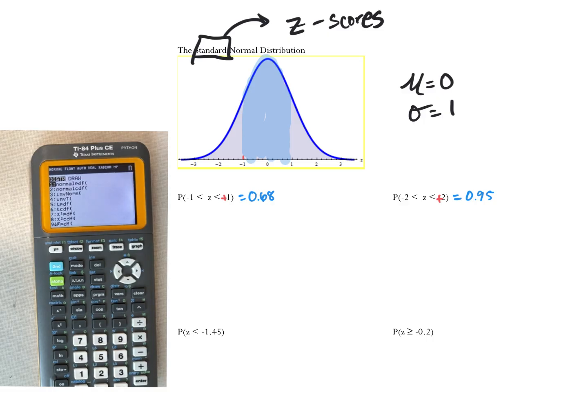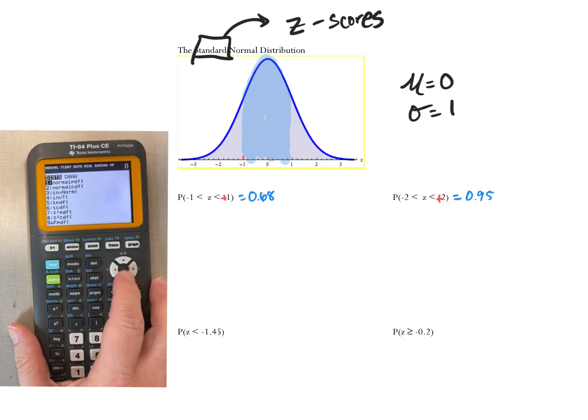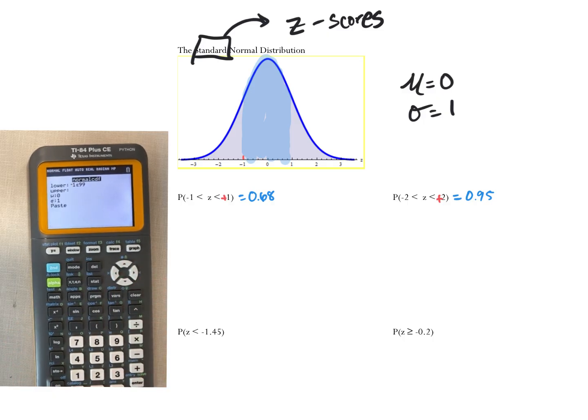Which one? I see 3 different ones for the normal. Here's the deal. The PDF only tells me the height of that bell curve at one spot. We're never finding just one spot, right? We're finding areas. So we're going to choose the CDF. So choose normal CDF. And we're going to actually do this one so you guys can see it.